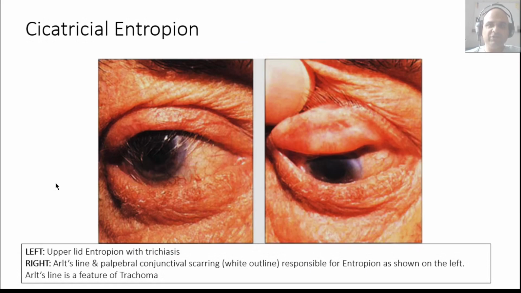This is cicatricial entropion, and this is the one that's associated with trachoma. You can see entropion together with trichiasis in the picture on the left, and this is the Arlt's line, which is the band of fibrosis that leads to entropion and trichiasis, and this is seen in trachoma. You can go back and have a look at the discussion of trachoma if you would like to have some recall.